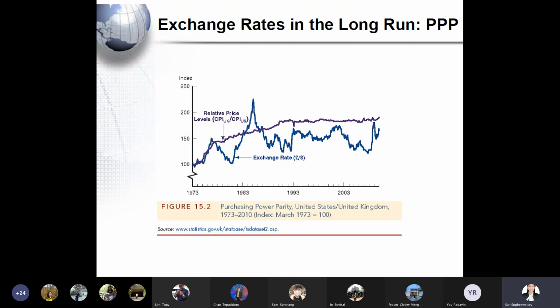This is a graph showing the exchange rate and the relative price level between the UK and the US. In this case, if the law of one price or PPP held, the price here should coincide with the exchange rate. But you can see sometimes the price is not moving that much, but the exchange rate between the sterling pound and the US dollar appreciates a lot. So it means the law of one price or PPP does not hold in the long run.